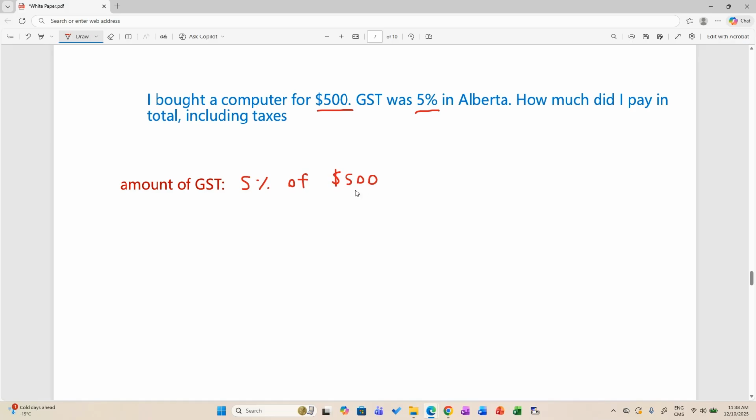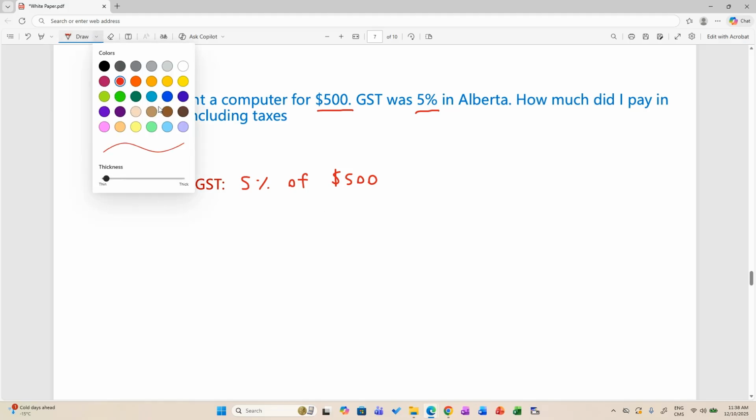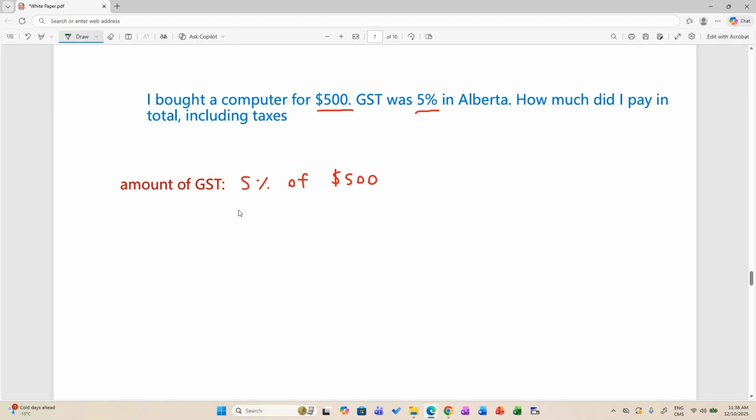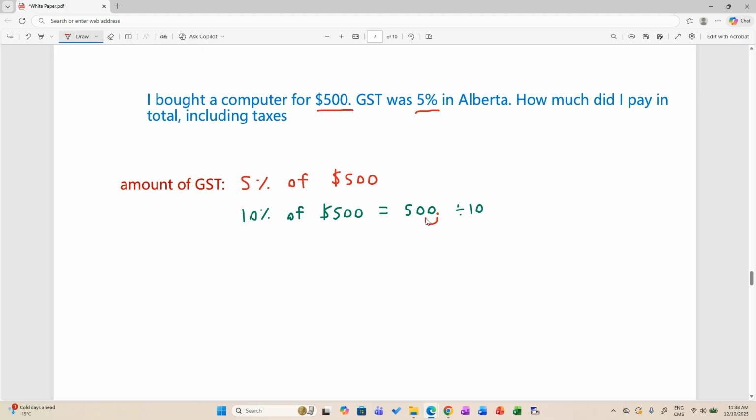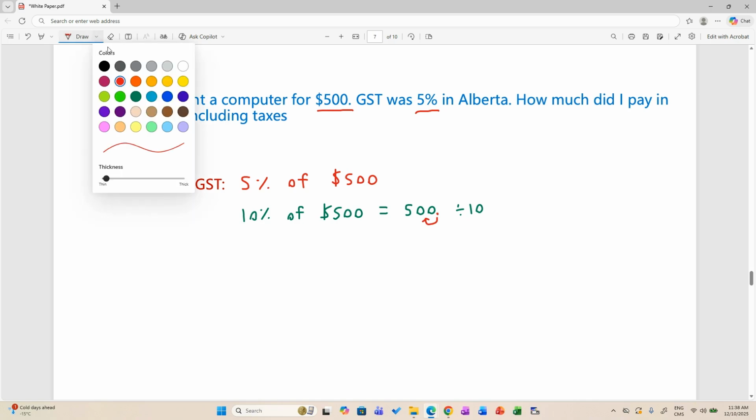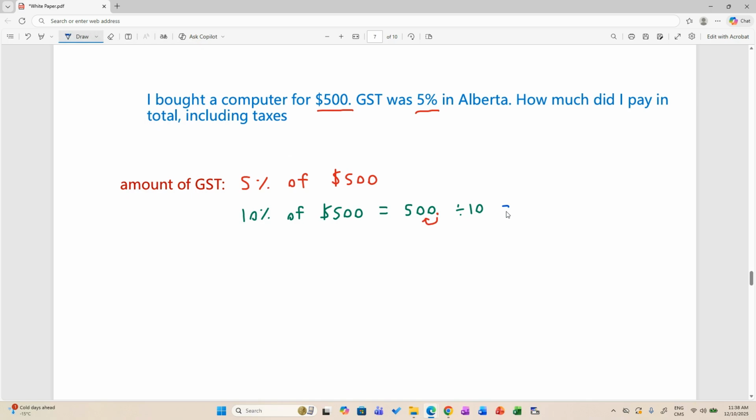Okay? Now, to find 5% of $500, let's first start by finding 10% of $500 because we know how to find 10% really well. So 10% of 500 is simply going to be 500 divided by 10. And anytime you divide a number by 10, remember the decimal place just gets moved one over to the left. So my answer would be 50. So 10% of 500 is $50.